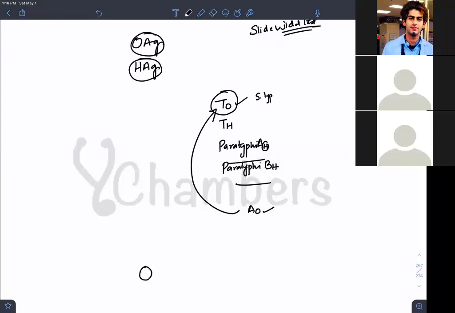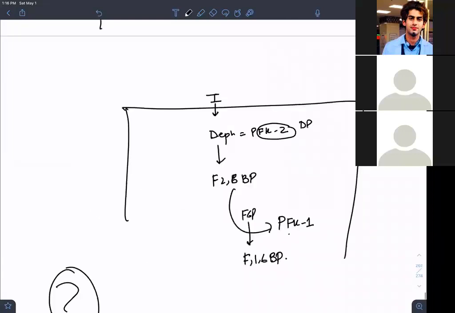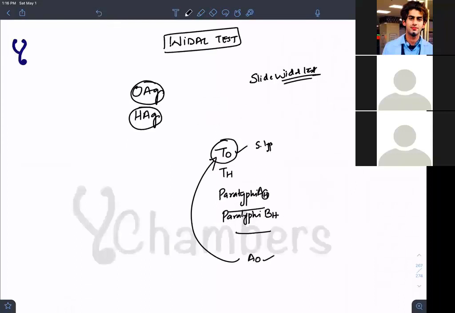In the Vidal test, we are using which antigen? O antigen of S typhi. Do we remember yesterday's table? Guys, do we remember yesterday's table? S typhi, S paratyphi A, S paratyphi B. Do we remember that table? Yes. So it's all the same thing we learned yesterday.